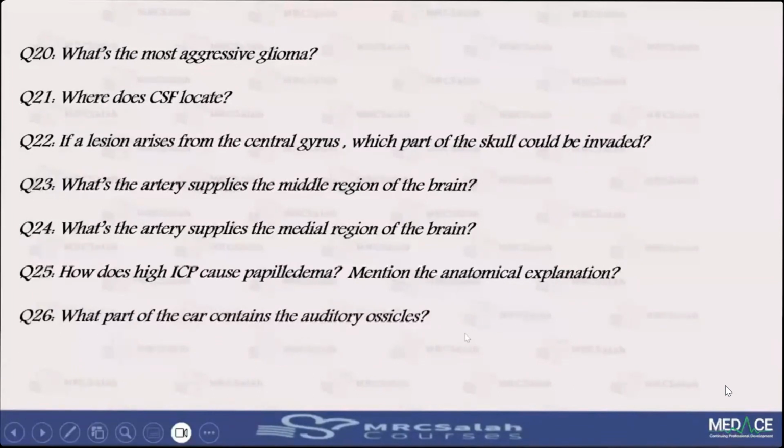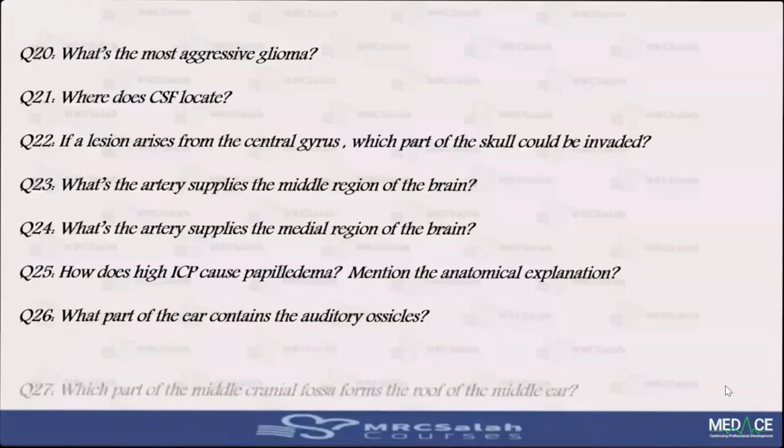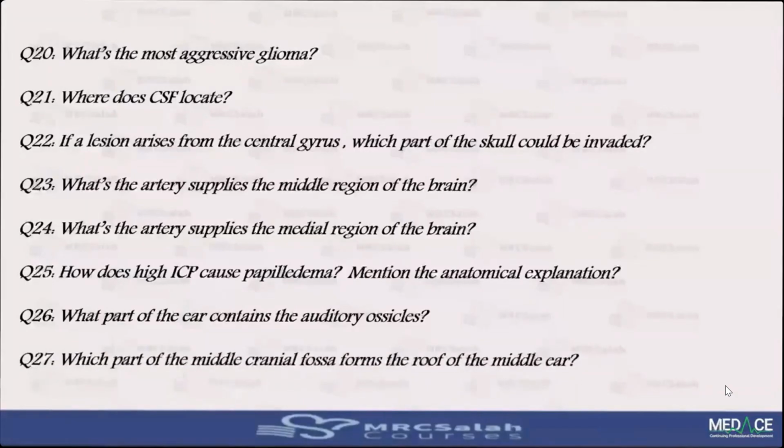What part of the ear contains the auditory ossicles? The inner ear. Which part of the middle cranial fossa forms the roof of the middle ear? It is the tegmen tympani.